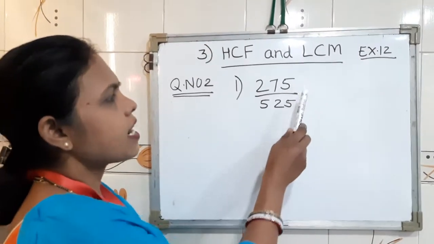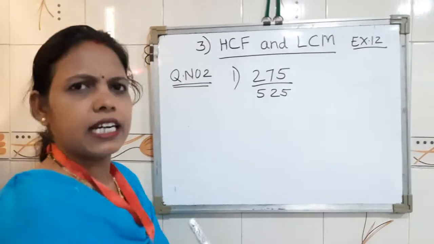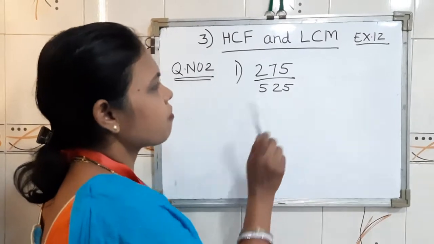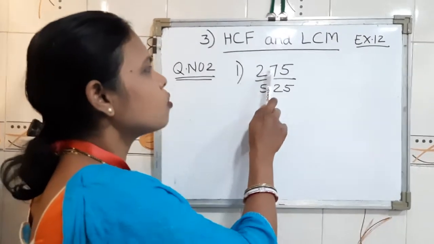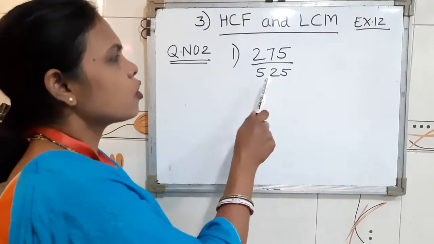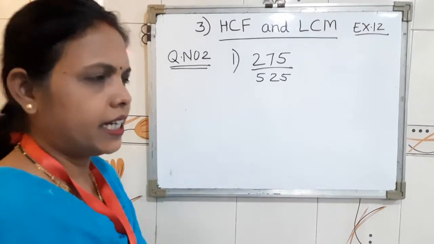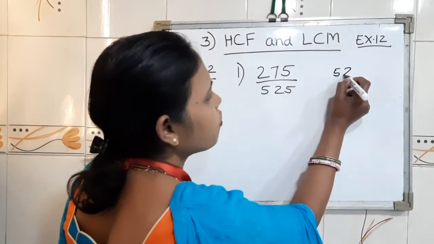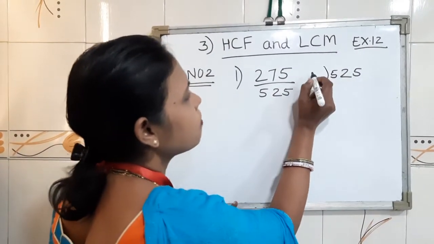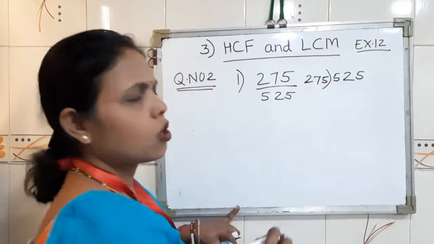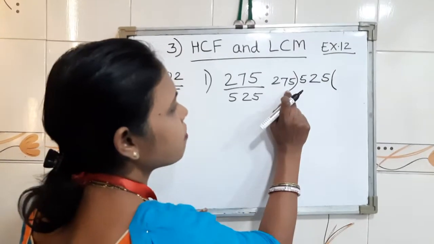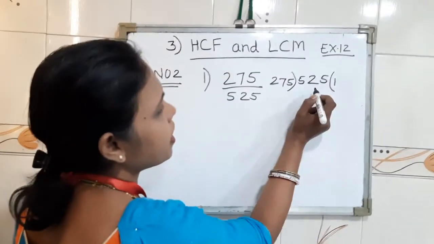Students, you can all identify which number is greater. Of course, your answer is 525 is the greater number and 275 is the smaller number. So children, 525 will be the dividend, and the smaller one will be your divisor. 275, this way, first we will divide. 275 we will divide one time.